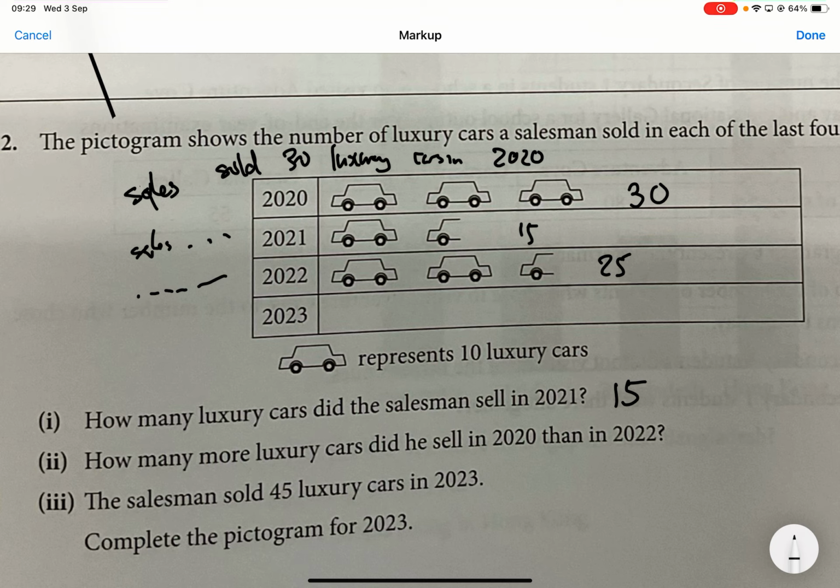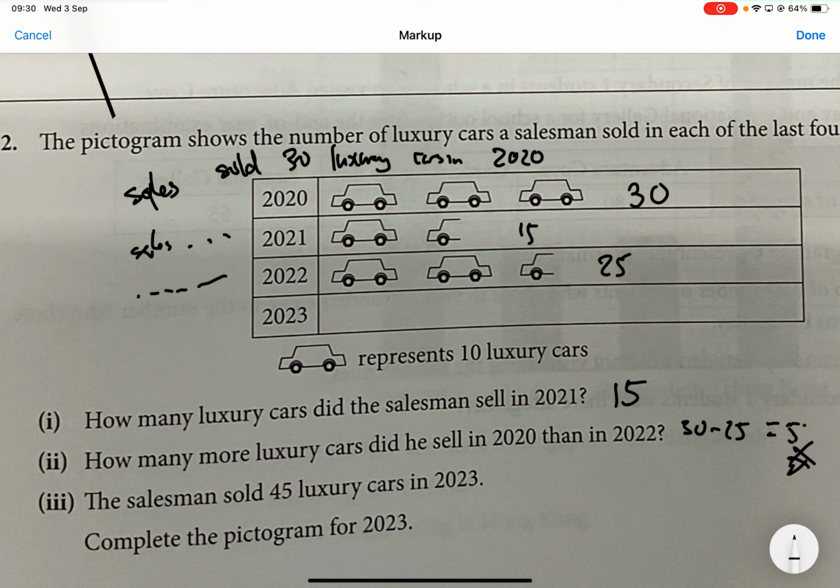So how many more did he sell in 2020 than 2022? 30 minus 25. So you must be able to interpret all this data. You must understand what they are saying. The understanding is more important than remembering anything by heart.